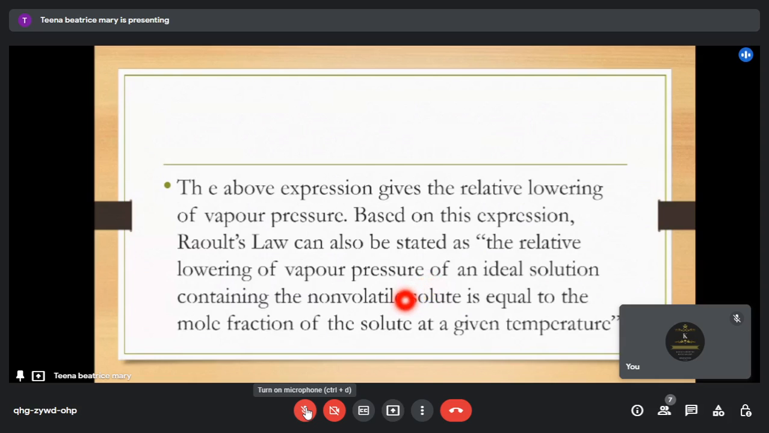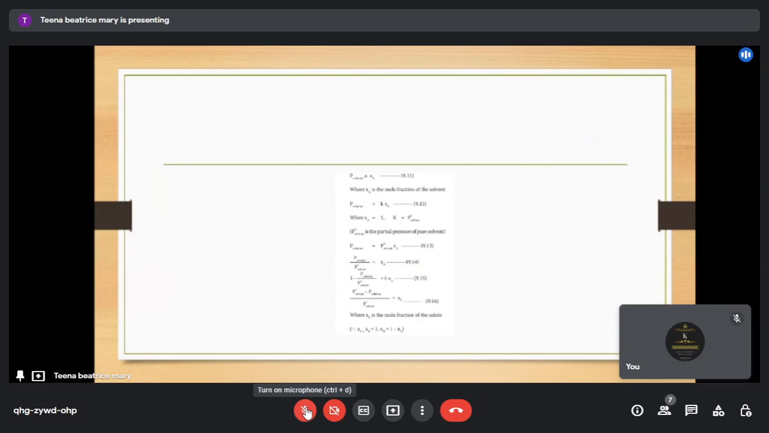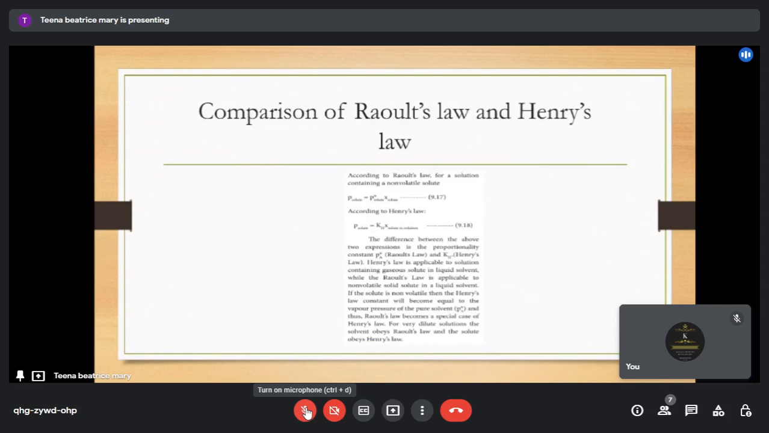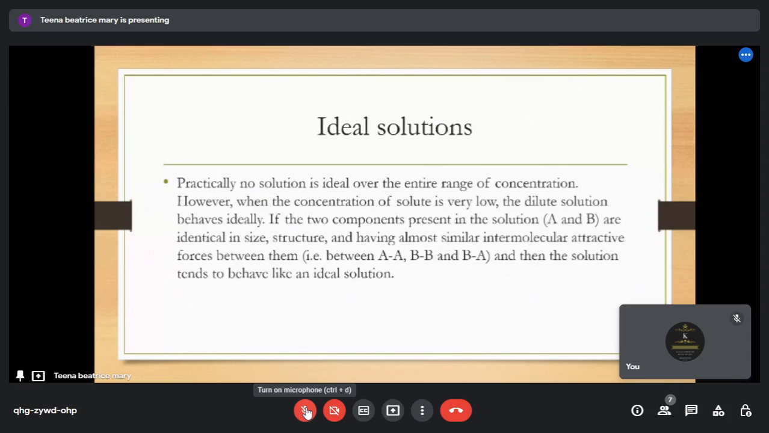Any idea, ma? Ideal solution? Concentration of solute will be very low. Sorry, concentration of solute is low. You are saying the concentration of solute will be low, right? Ideal solution. Yes. Just tell me the meaning of ideal. What is the meaning of ideal? Not real. Is that right?